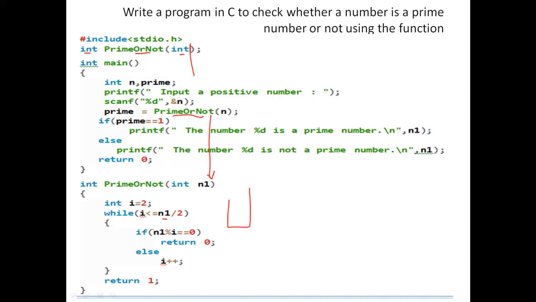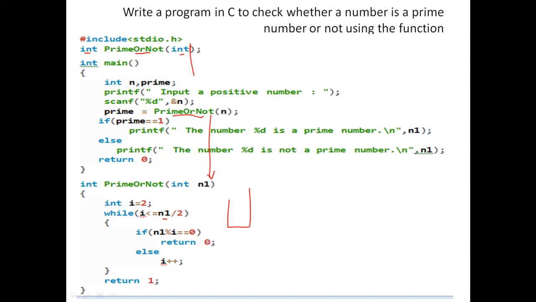I will go on dividing, and this mod operator will divide and look for the remainder. If the remainder is 0, that means the number is divisible, and if it is divisible, I need not check further. So if division is possible and the remainder is 0, meaning it is completely divisible, I straightaway return a 0. So 0 means what? It tells that the division was possible and the number is not prime. So I am returning 0 if the number is not prime.